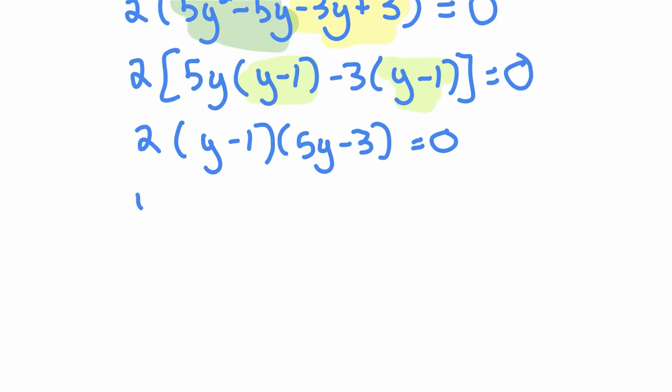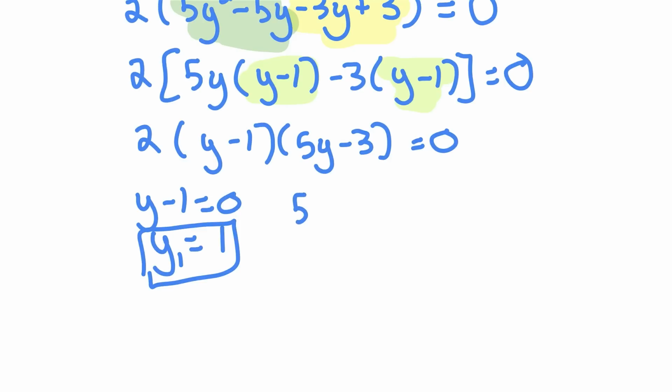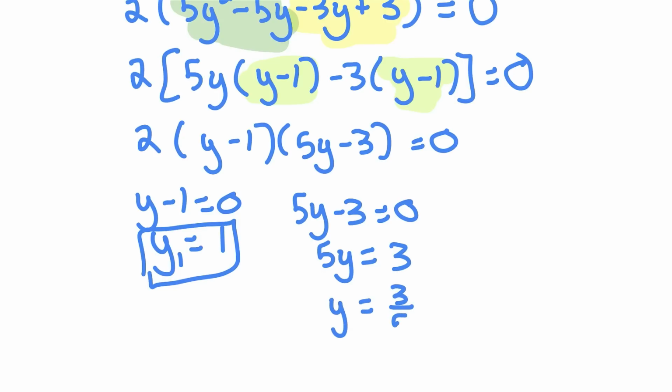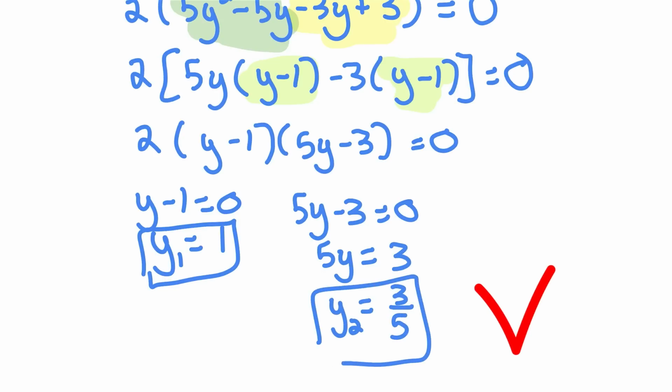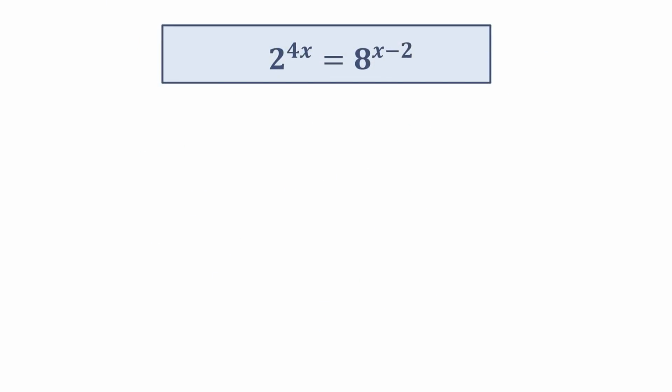Using the zero product rule, I know the product would be 0 if any of the factors would be 0. y minus 1 would be 0 if y was 1, and 5y minus 3 would be 0 if 5y was 3, and if y was then 3 over 5. There's my second answer. Here's the fifth equation.